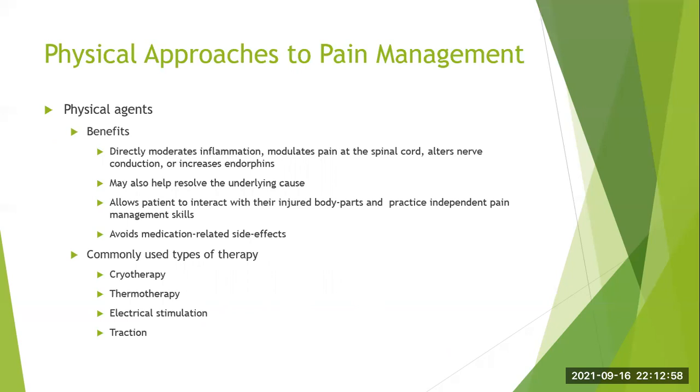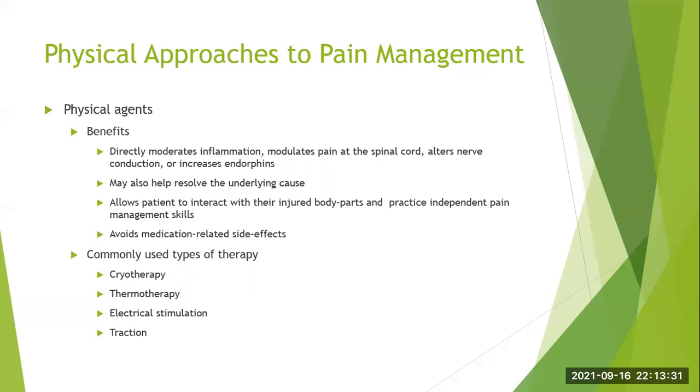They can modify pain transmission at the spinal cord with the gate effect. They can alter nerve conduction, so ice and heat. And they can also increase endorphins. So you can have ascending and descending pain control with physical agents. Some physical agents may also help to resolve the underlying cause. So soft tissue mobilization can help increase circulation and can help move fluids. If swelling is the underlying cause for your pain, manual therapy can help.